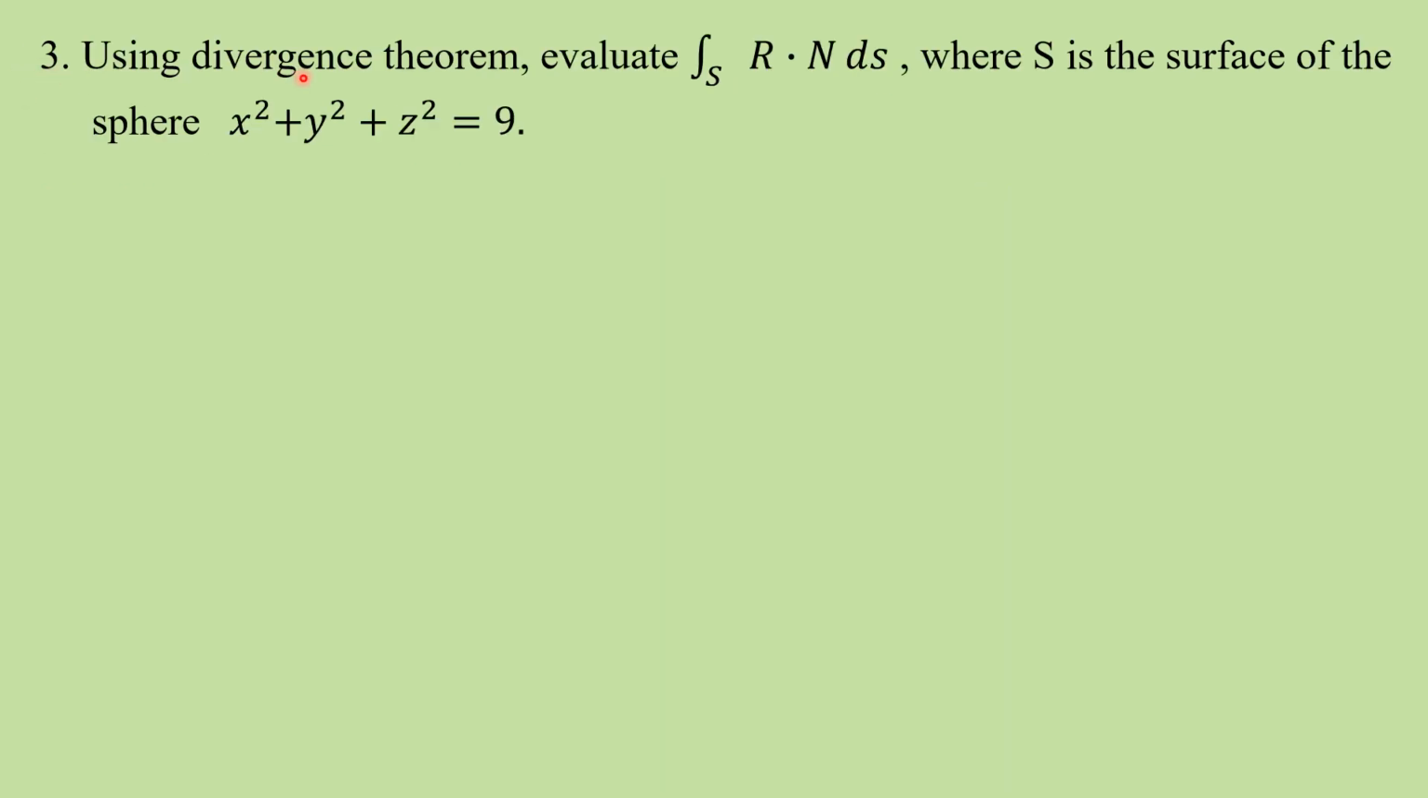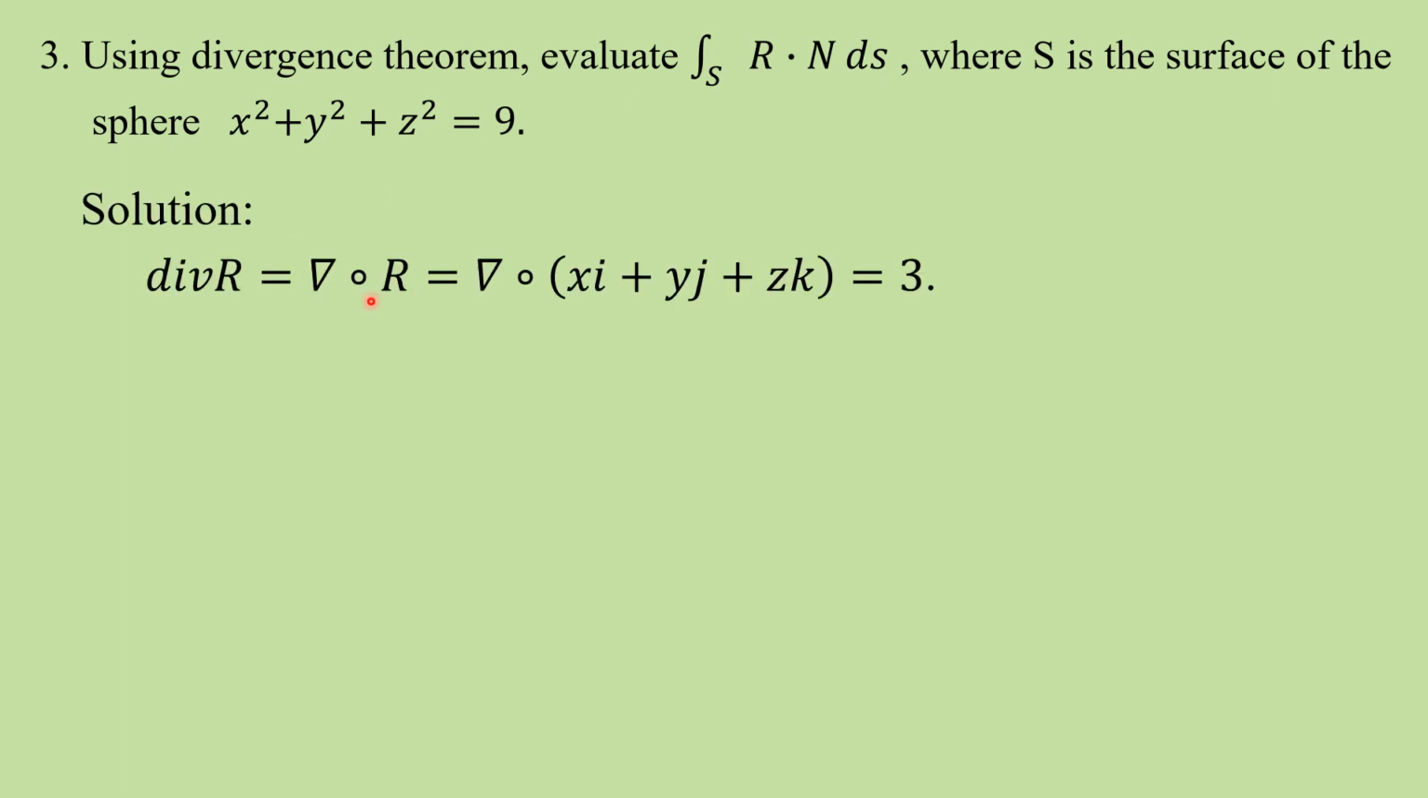Next, problem number 3: using divergence theorem, evaluate the surface integral of R, where S is the surface of the sphere x square plus y square plus z square equal to 9. Here the vector point function is R, which is familiar to us, that is xi plus yj plus zk. By divergence theorem I can convert it to the volume integral of the divergence of the vector point function, here R. So div R I want.